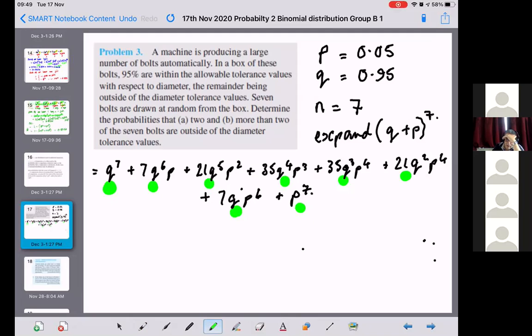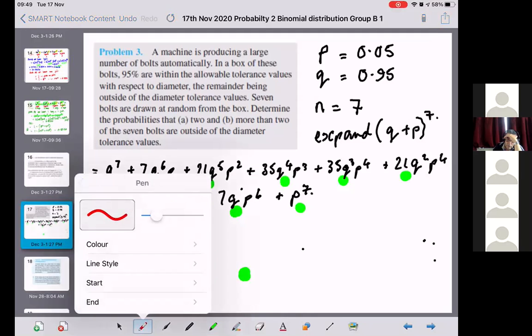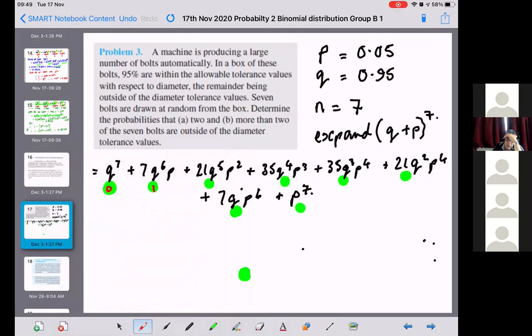So determine the probabilities that, like I said, none faulty, 1 faulty, 2 faulty. So what we need here is to work out this probability, this third term, for 2 faulty. Probability of 2 faulty equals 21 Q to the 5 P squared.